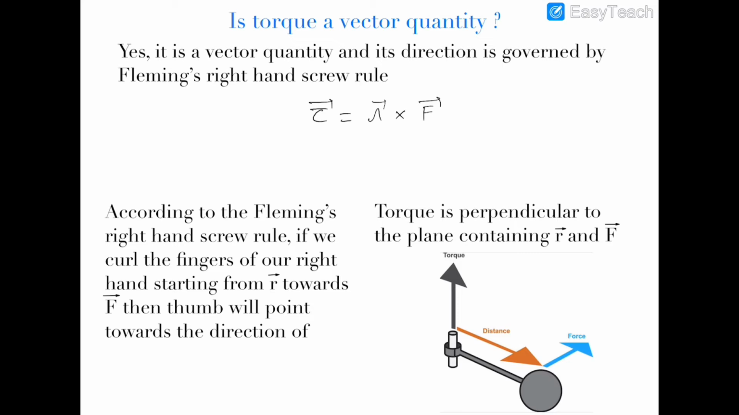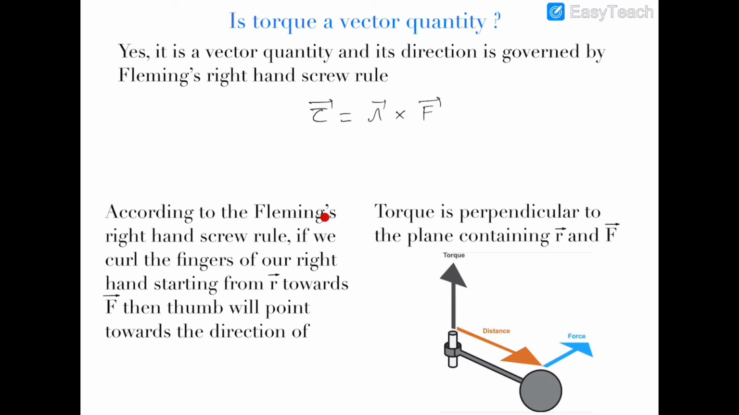Now, is torque a vector quantity? We have already discussed that torque is a vector quantity and its direction can be calculated by Fleming's right hand screw rule. And obviously this torque is represented by the cross product of R and F, where R is the distance of the point of application of force from the hinge, or the point about which we are calculating the torque, and F is the force which is producing the torque.